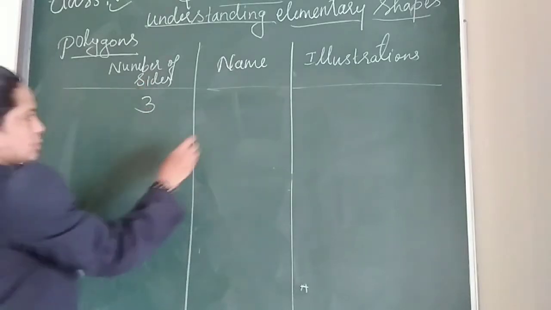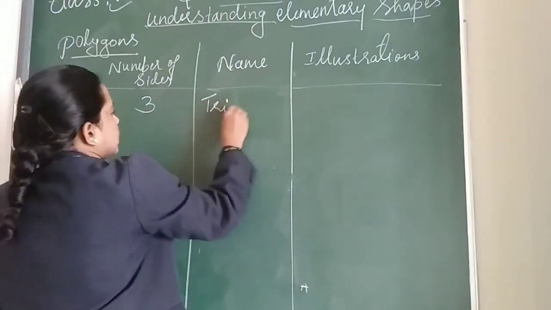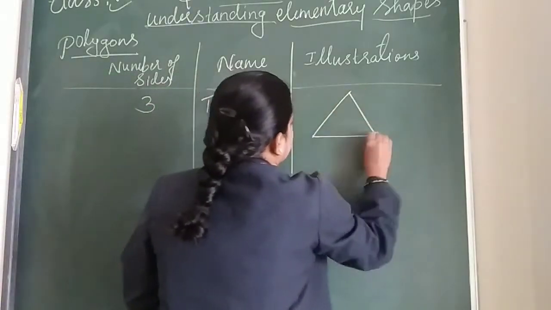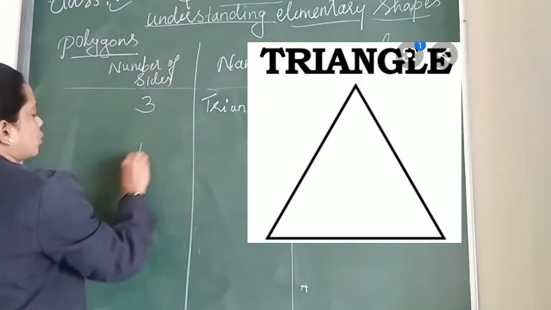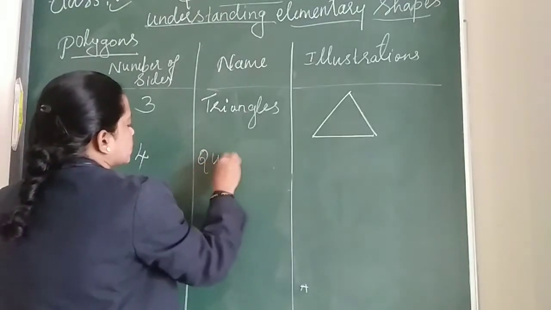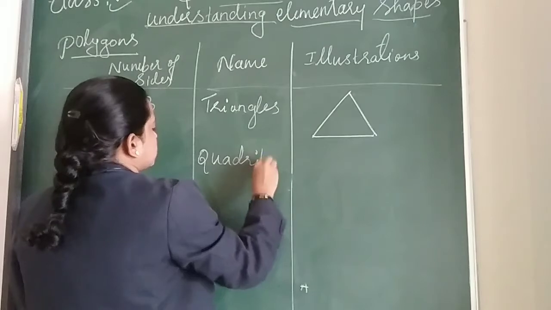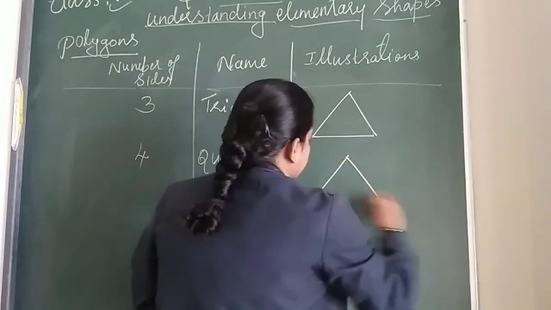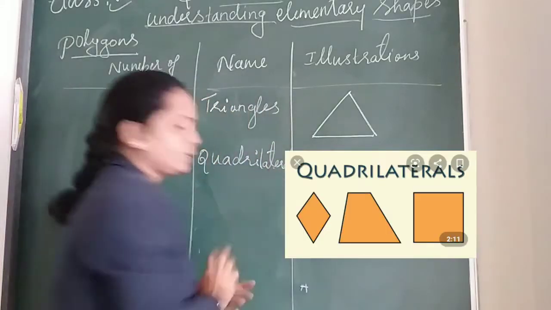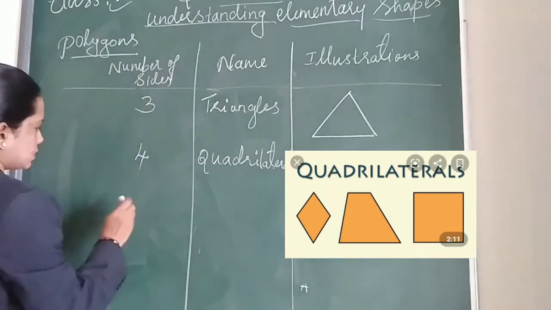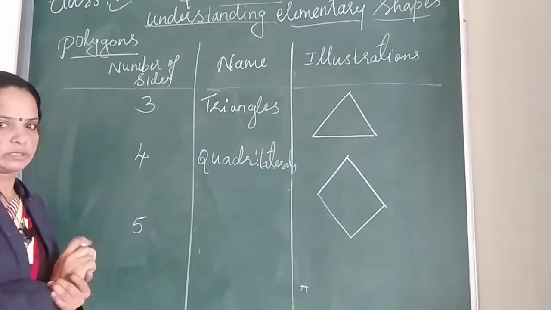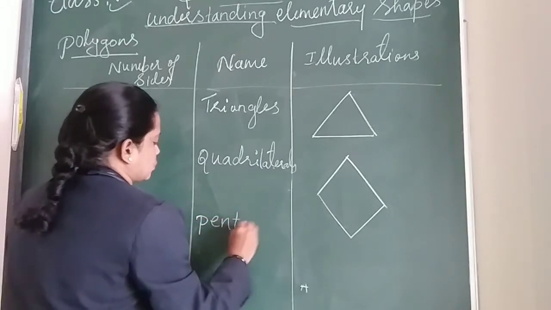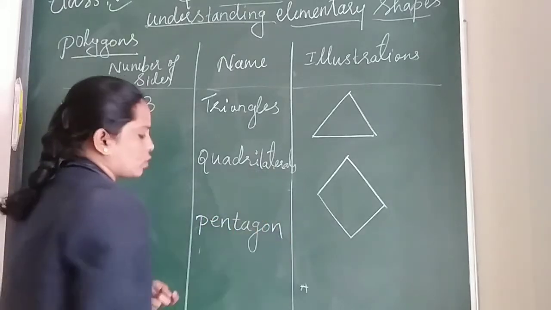If 3 sides are there, it is called a triangle. So here it is a triangle. A 4-sided polygon is called a quadrilateral. So here you can give a quadrilateral 4 line segments. Next, 5 line segments. What do you call 5 line segments here? Pentagon. So it is called a pentagon.